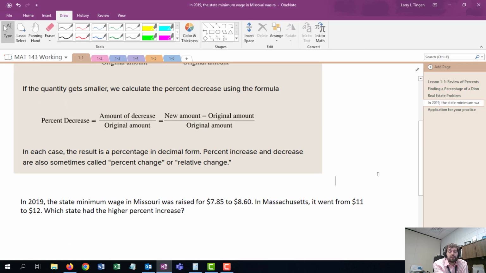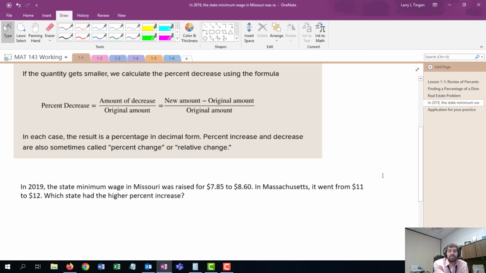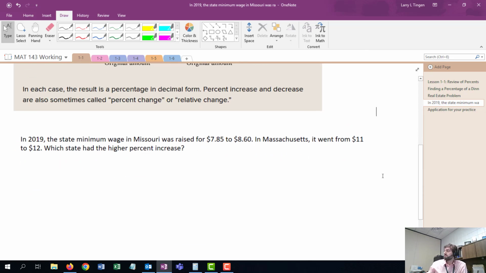In 2019, state minimum wage in Missouri was raised from $7.85 to $8.60. In Massachusetts, it went from $11 to $12. Which state had the higher percent increase? All right, so let's deal with Missouri first. So Missouri has raised their minimum wage from $7.85 to $8.60. So this is a percent increase, right?